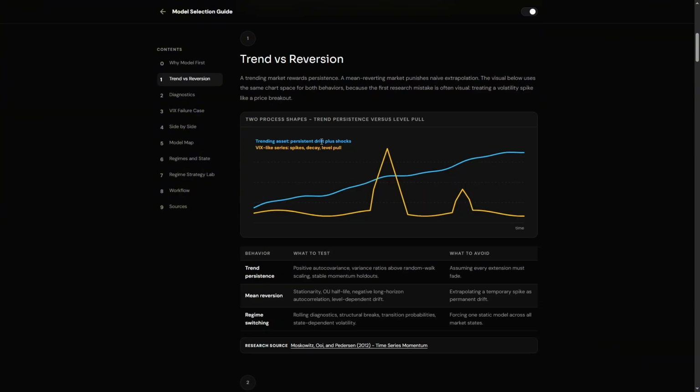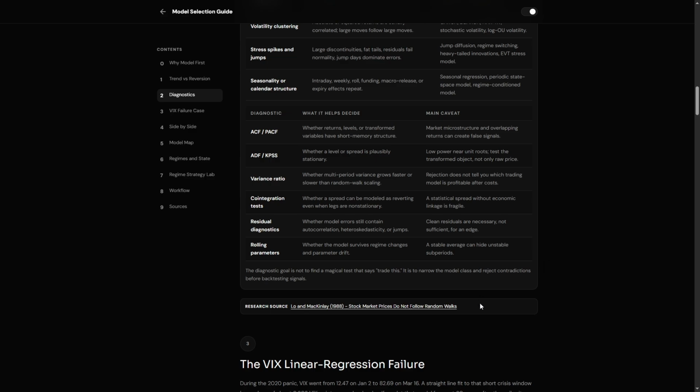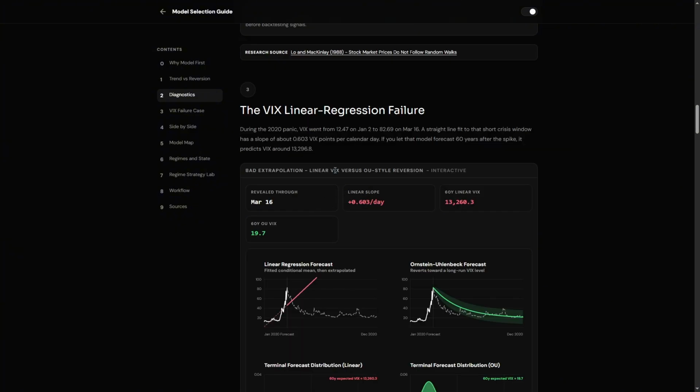So the first thing to figure out is what kind of process it is, and this is more structural than people treat it. A mean-reverting series is stationary, with an AR(1) coefficient below 1. The drift is negative when the level is high and positive when it's low. That's the mechanism, and that's what you're testing for: ADF, KPSS, half-life, negative long-horizon autocorrelation. These tests aren't just boxes to check. They're telling you whether the model family you're about to use is even asking the right question. Also, if you're worried about the amount of buzzwords, I pull up the research source below each section. So let's look at the VIX example.